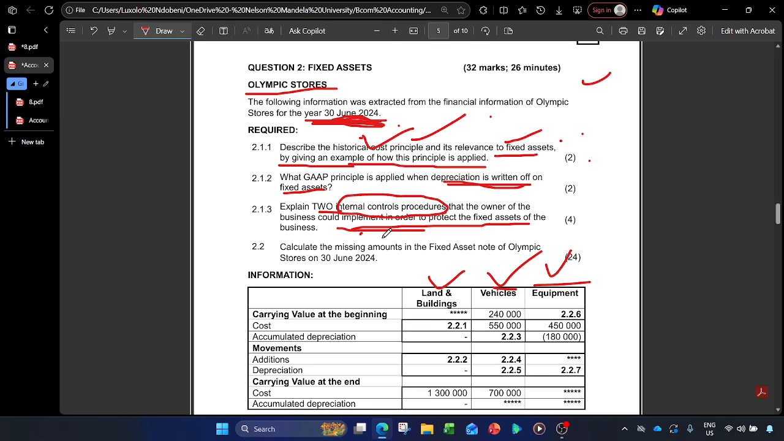So these are the procedures that are practically applied within the business. It's either to protect the financial records of the business, to protect the day-to-day operations of the business, or to protect the staff within the business. So now we want to protect the fixed assets of the business.